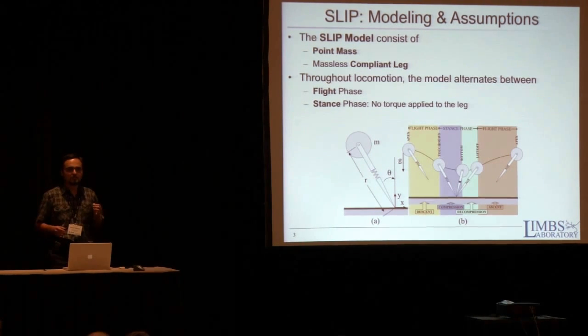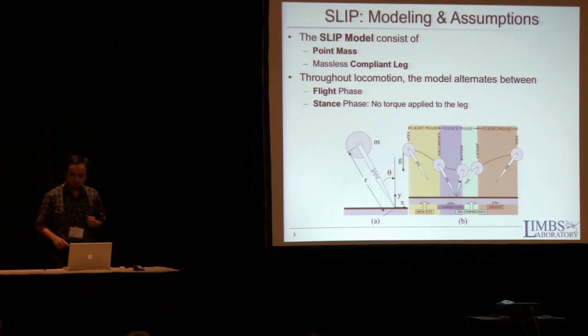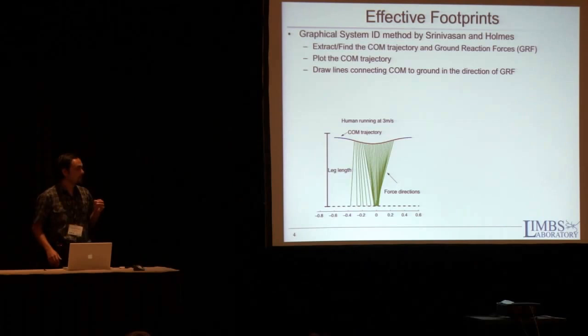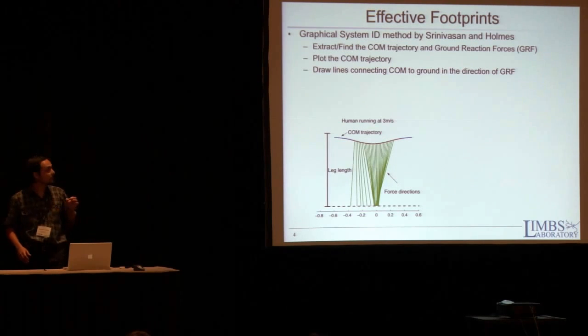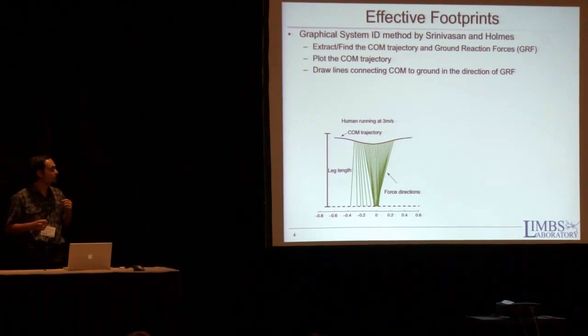And the critical point is, in stance phase, there is no torque applied to the leg. And the center of mass dynamics are governed by the radial leg forces and also gravity. At this point, I want to talk about the graphical system ID method that is called effective footprints, developed by Srinivasan and Holmes, and he is the current chair. And actually, it is very simple but very useful tool.